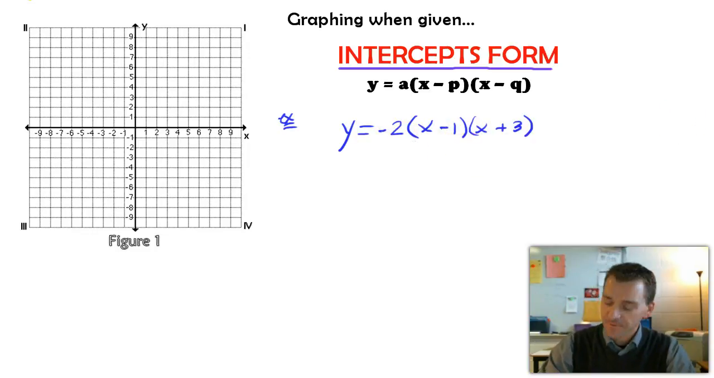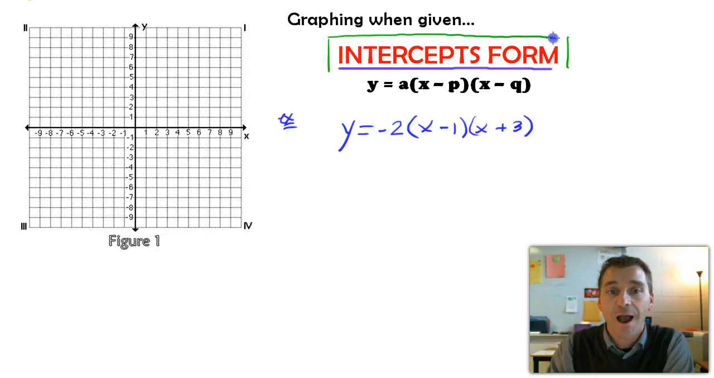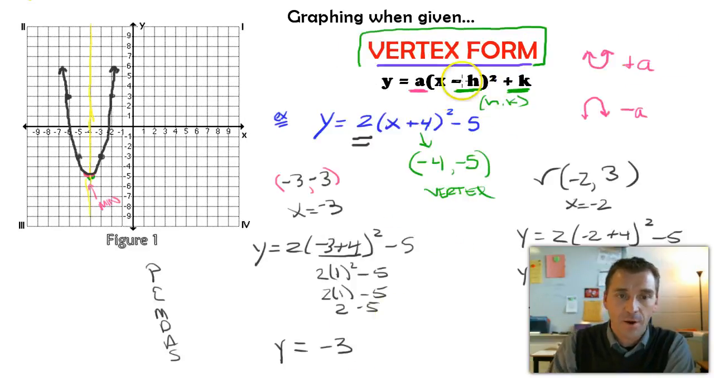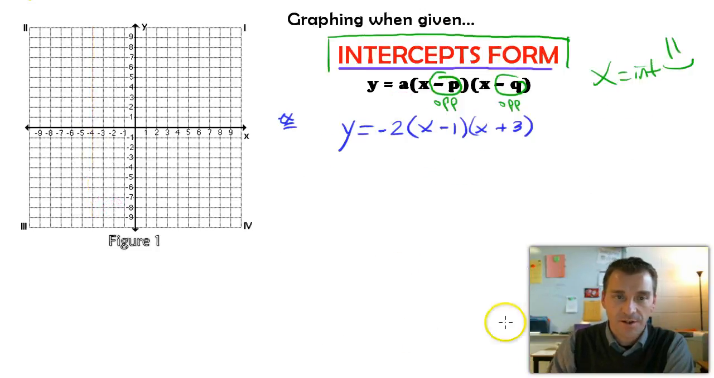Here is the first thing that I would do in graphing intercept form, because remember from class, what I know immediately if something's in intercept form is the x-intercepts. So remember though, the intercept is the opposite of p and the opposite of q. So these are in parentheses just like it was for vertex form right here, where I went opposite of this one to get my actual vertex. You do the same here. It's the opposite to give you one of your x-intercepts.